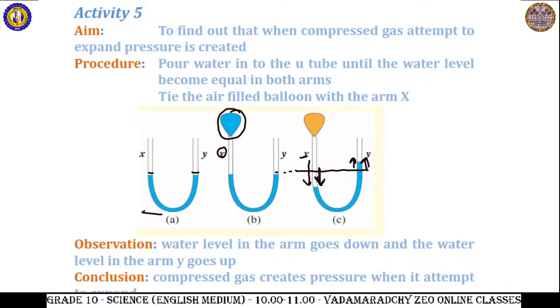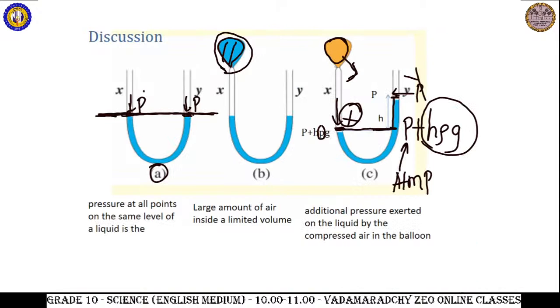To do this, we have to take a tube and fill the tube with water, and tie an air-filled balloon to one arm. If we observe what happens, we can see that the water level in X goes down and the water level in Y goes up. Due to this, we can confirm that when compressed gas attempts to expand, it creates a pressure. Okay, these are the facts.